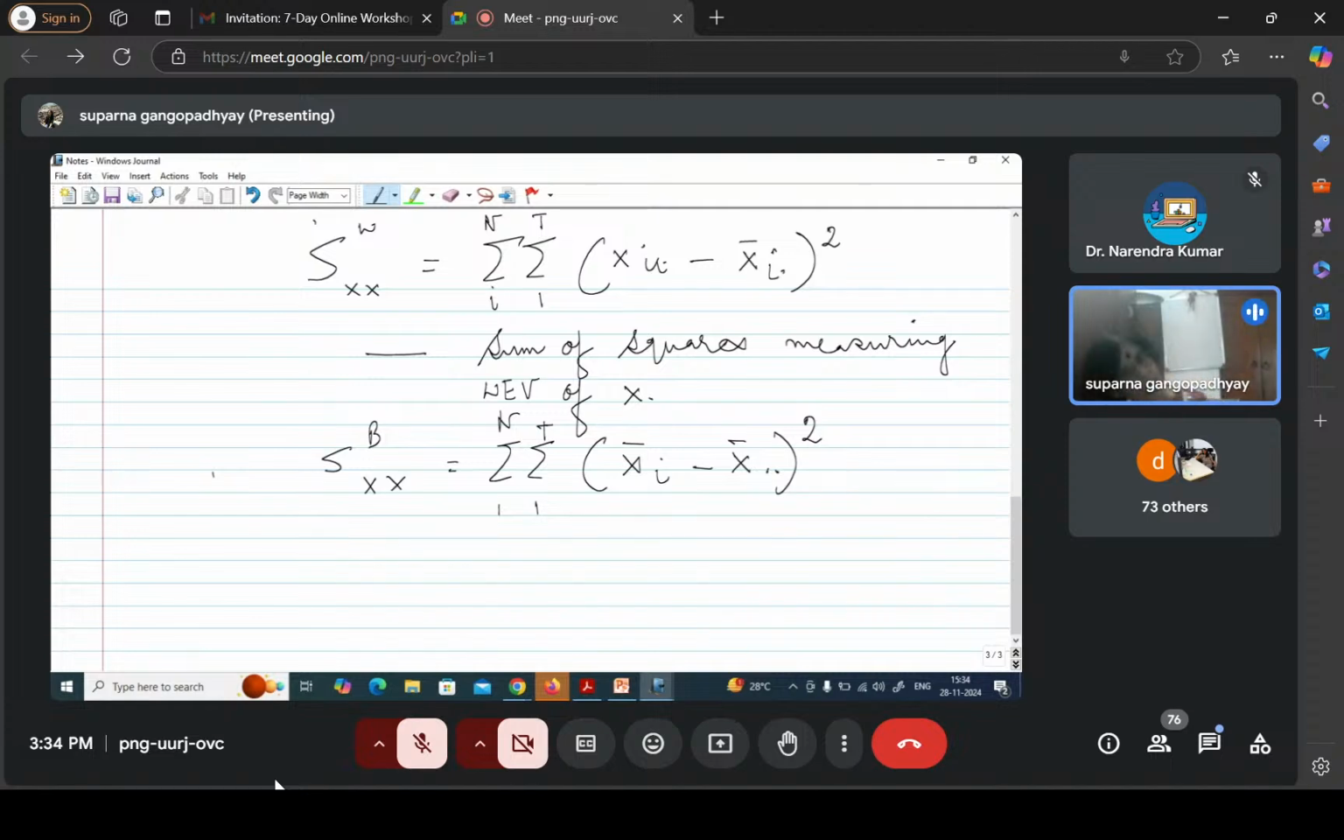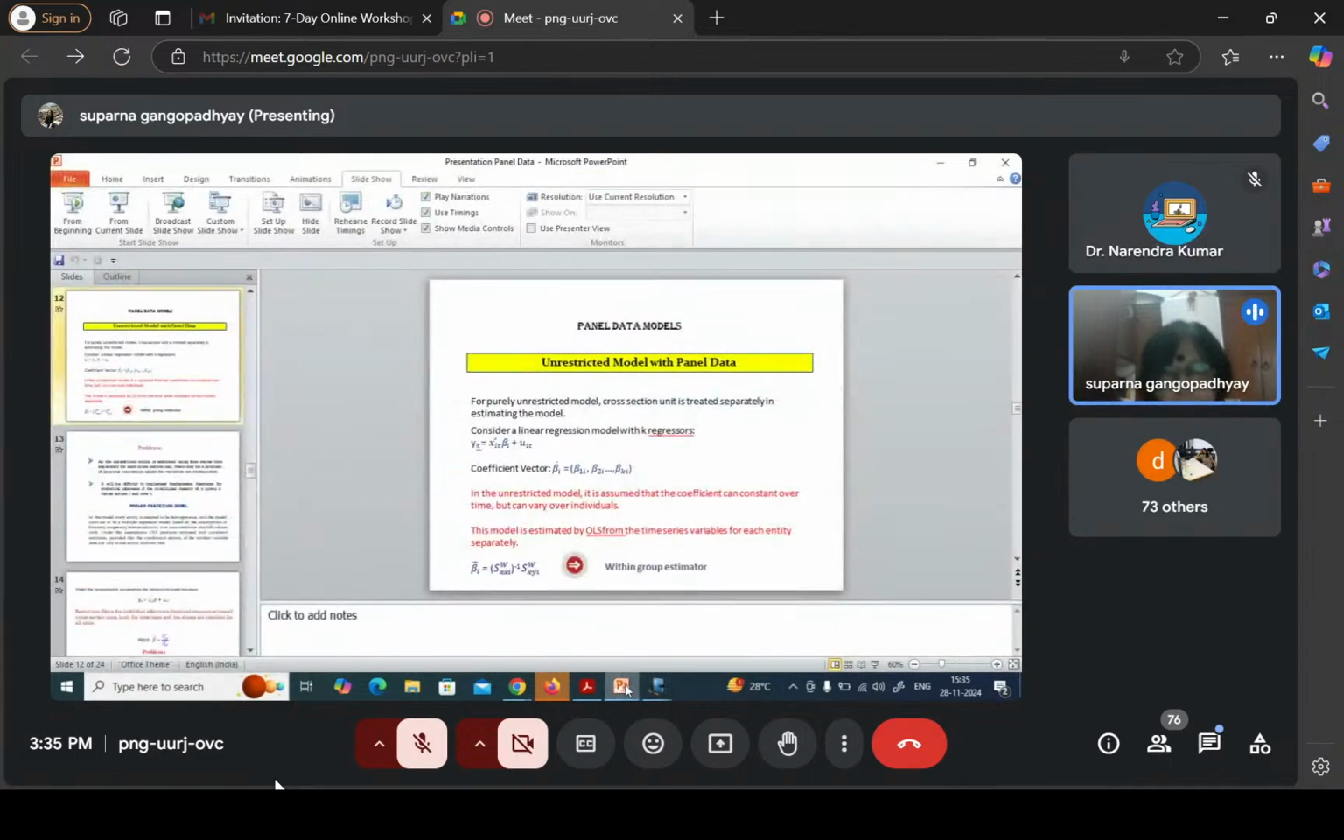Then if you have another variable, say y, then x into y, that is the covariance formula. I'm not writing it now. This is a derivation which I have to skip, because of time, because we will have to go through the estimation procedure. So I think this part is clear. And what I am saying is the panel data model, unrestricted. This is slide number 12.